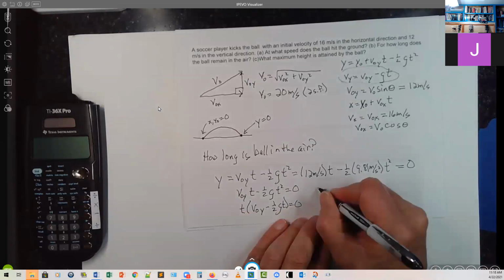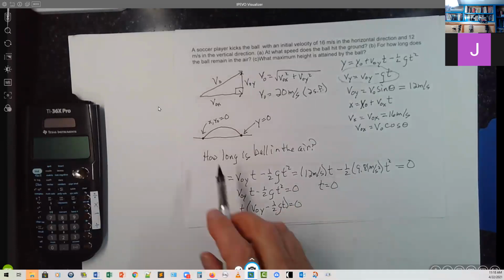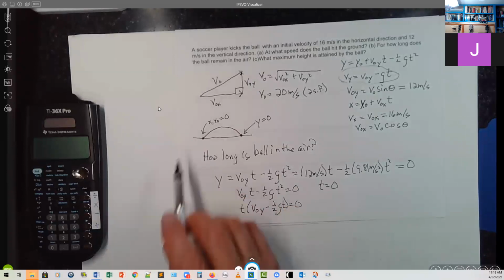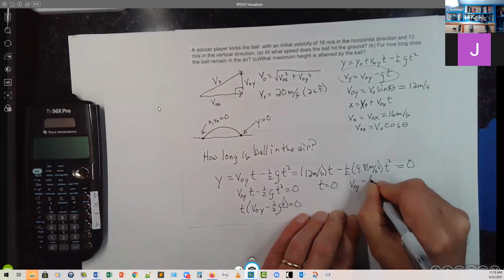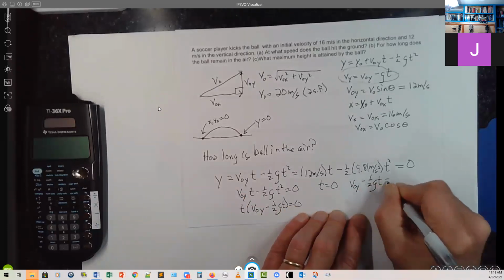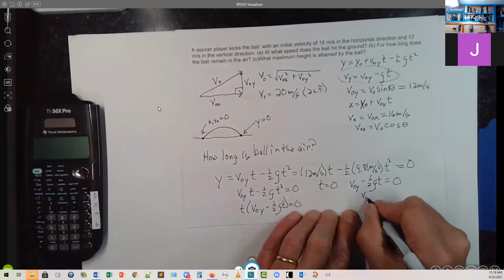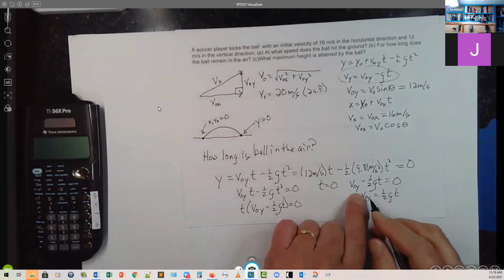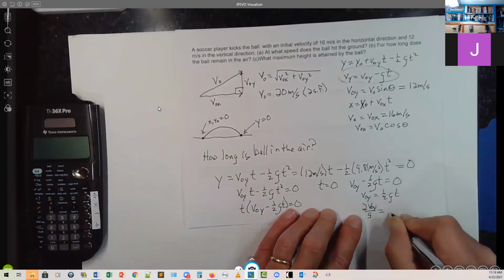Well, one of the answers I get then is t equals 0. That makes sense. That was the time when it was kicked off the ground. So of course y was equal to 0 then. Right? The other one though is v naught y minus 1/2 g t is equal to 0. And you can solve this for t. V naught y equals 1/2 g t. Multiply both sides by 2 and divide by g, and you would get 2 v naught y over g is equal to t.